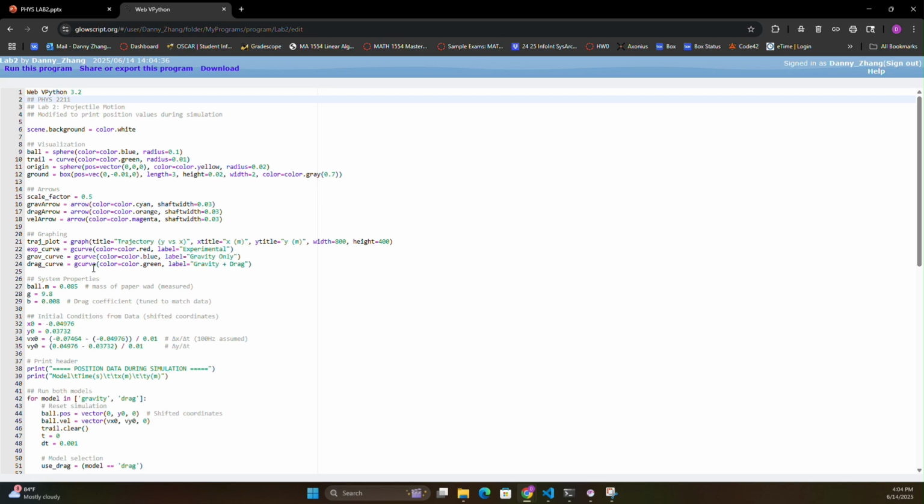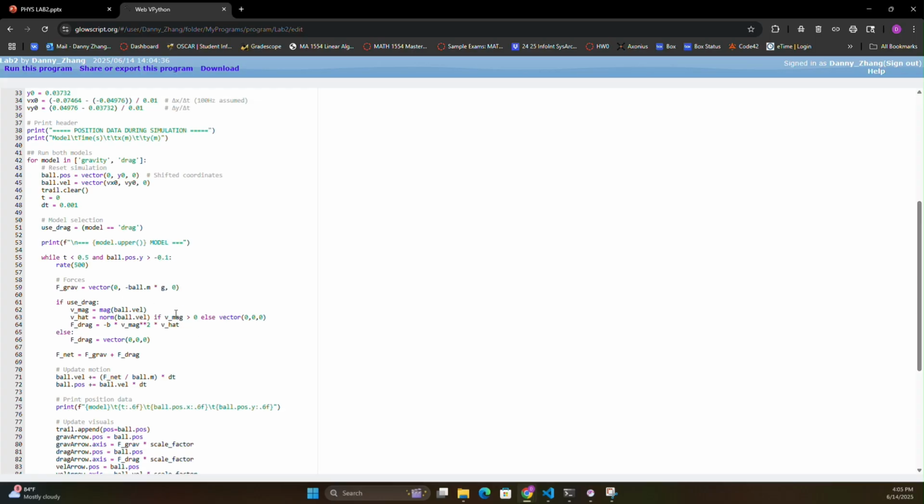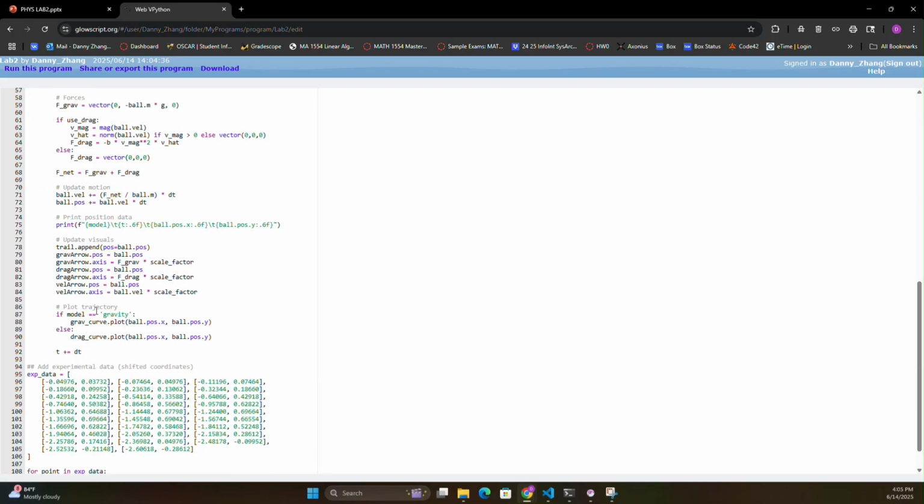This number determines how strong the air resistance effect is. Here, we always calculate gravity pulling down, and if drag is enabled, we add an extra force that pushes opposite to the ball's motion, growing stronger as the ball moves faster. Here, for every fraction of a second, we update the ball's motion. The total force divided by the mass gives us acceleration, which changes the velocity, which then updates the position. This is achieved by using both the position and velocity update formulas, which are shown here. I also added my own experimental data into my model for the sake of comparison after I run the code.